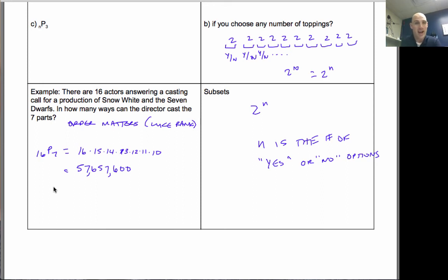57 million ways to cast these 16 actors as the 7 dwarfs because it's a different experience if I'm Dopey or Doc or Bashful or Sleepy or Grumpy or I can't remember the rest, okay? That's permutations and combinations. Permutations and combinations are combinatorics. How do we combine things? Does order matter or doesn't? If you have any questions, guys, let me know, and thanks for watching.